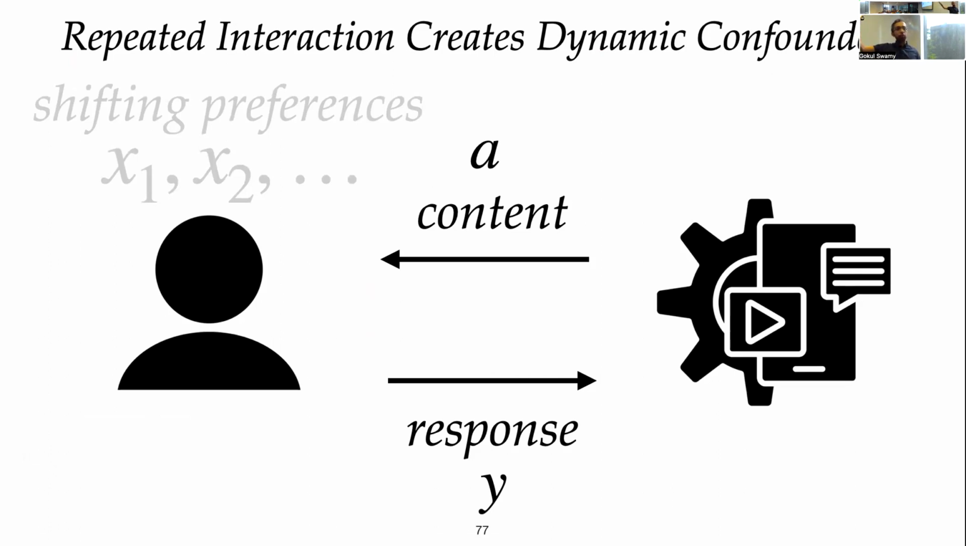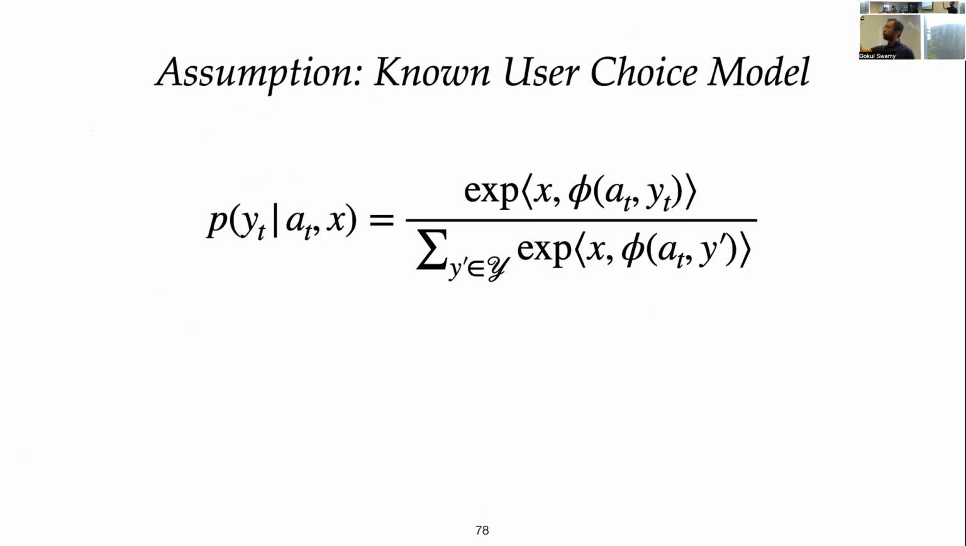So I'm going to try and make a few assumptions to make this a bit more tractable. The main assumption I'm going to make is that we have a known user choice model. So I'm going to assume users follow a Boltzmann rational, or maximum entropy, or exponential family distribution, which says that their response to a certain piece of content follows this form here. The key point I want to make is that I'm assuming we know the set of features phi, and the only source of uncertainty is the fact that we don't actually know their preferences X.